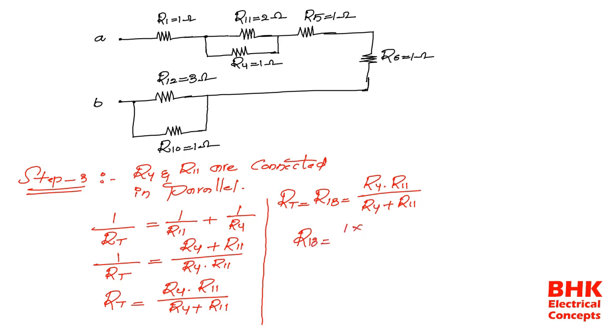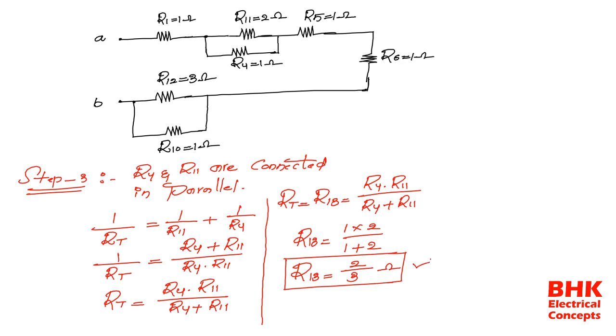R4 is 1 into R11 is how much? 2 divided by R4 is 1 plus R11 is how much? 2. Now here R13 is equal to 2 divided by 3 ohms. Okay. Now 2 divided by 3 ohm is the value of what? R13. Okay. Now this value is clear.